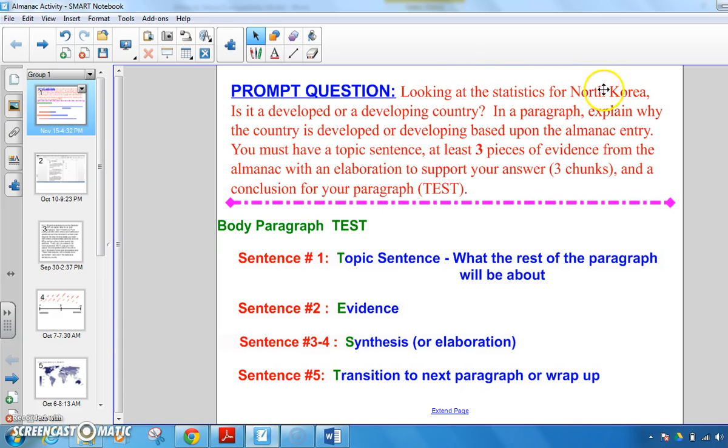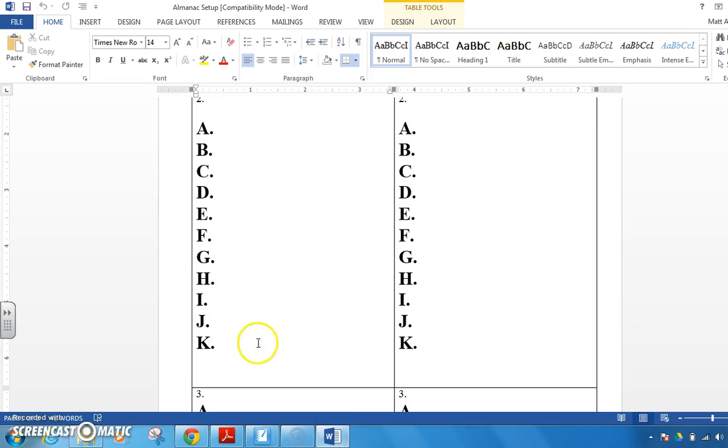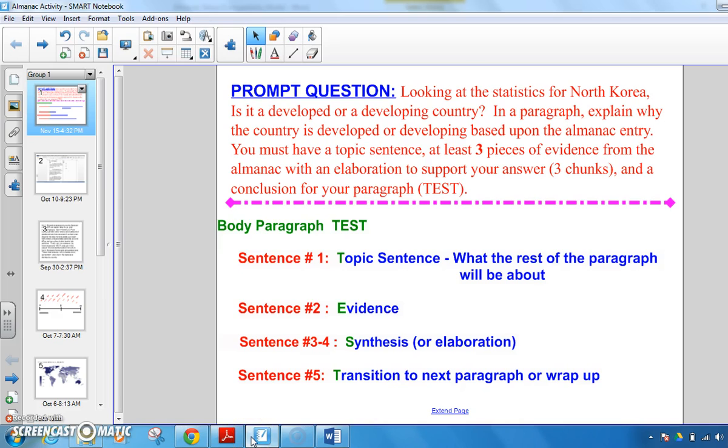Looking at the statistics for North Korea, is it a developed or a developing country? You've been going through collecting information through A through K, but you didn't have to write A through K down. You're just looking for a couple of things because at this point, you're an expert. These were just to help you out. But you've looked through it, and here's what I'm going to ask you to do.